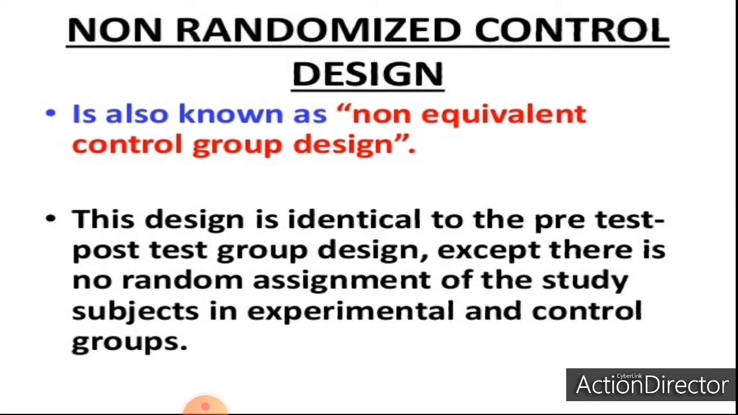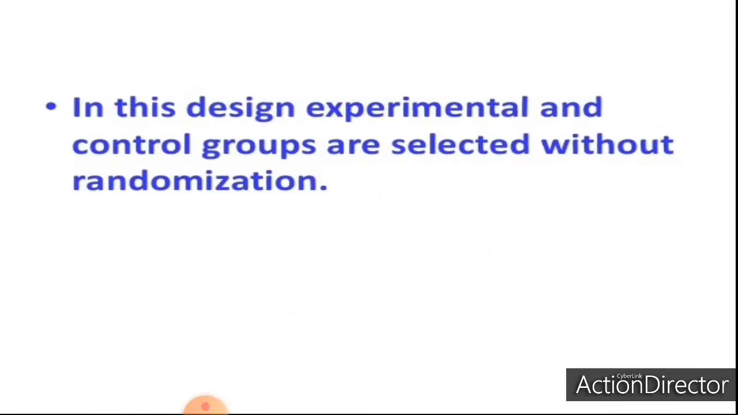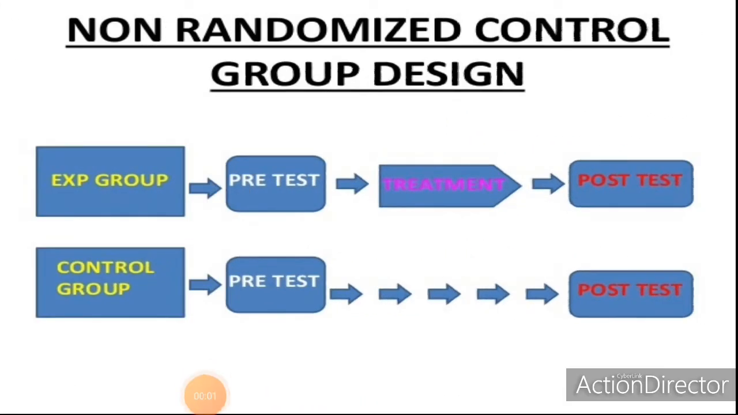So, first we can discuss what is non-randomized control group design. This design is most popularly used in social research. It is just like pre-test, post-test group design. The main difference between these two designs is that in a non-random control group, there is no random selection. That means participants are not randomly assigned to the groups, which means in this design, experimental and control groups are selected without randomization.